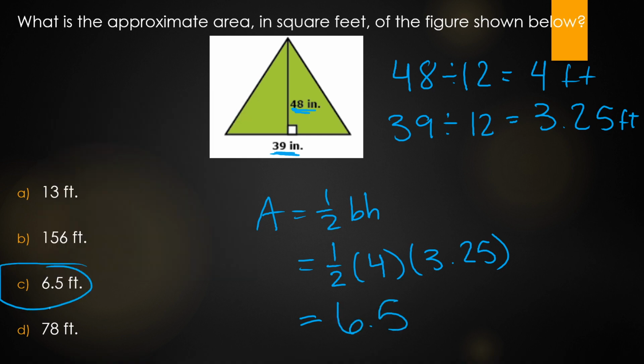So my area of my triangle in square feet is going to be 6.5 feet. So again, always look at your diagram and make sure that the units that you're given on your diagram match the units that they're asking you to find in the question. Okay, like I said earlier, the course likes to give you mismatched units or units that you need to convert. So don't forget to double check those.